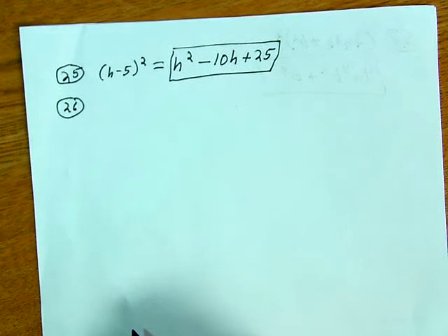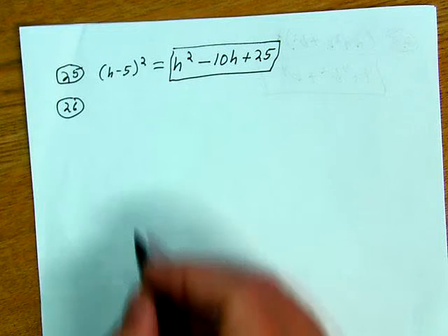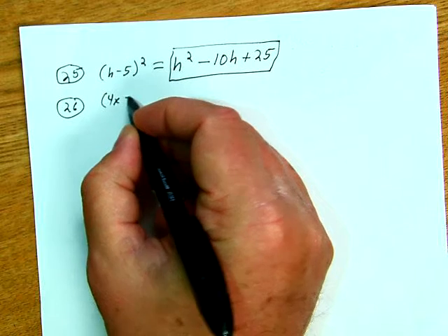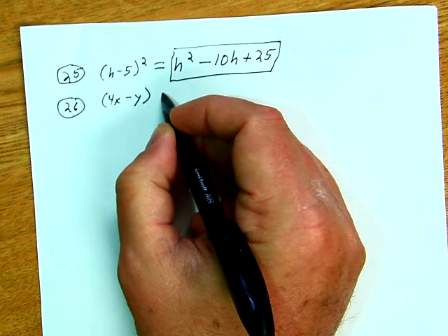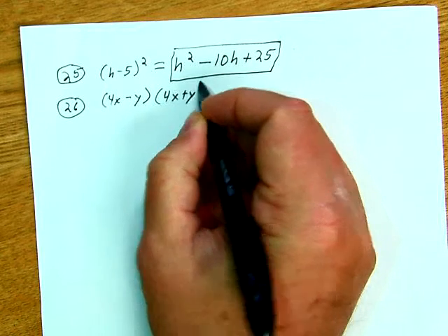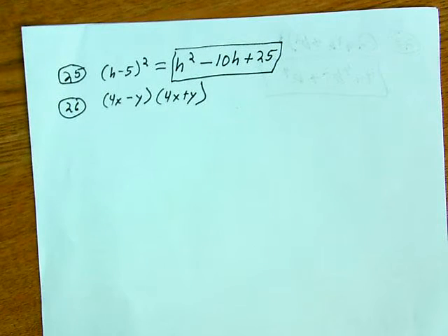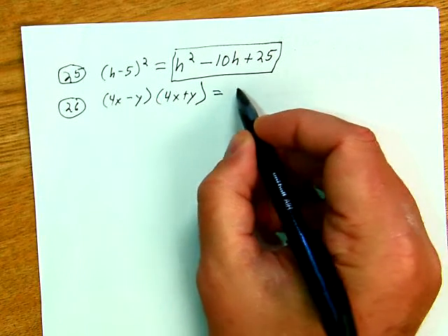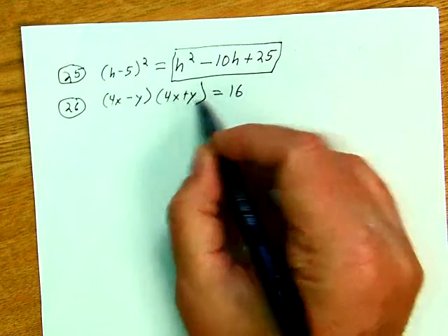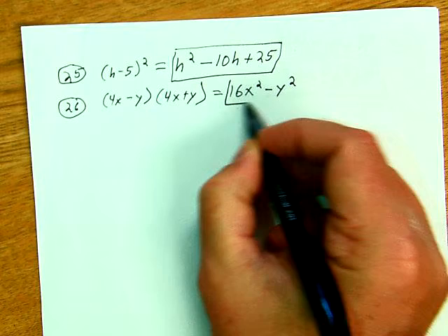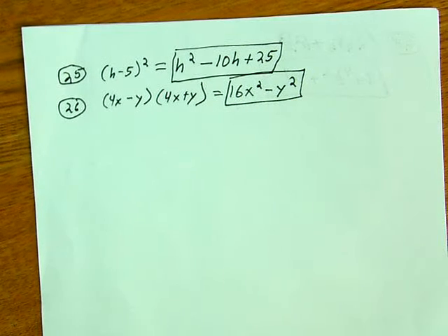Number 26, (4x minus y) times (4x plus y). Well, we recognize this right away that we're going to get a squared minus b squared, so our final answer is 16x squared minus y squared. And that is number 26.